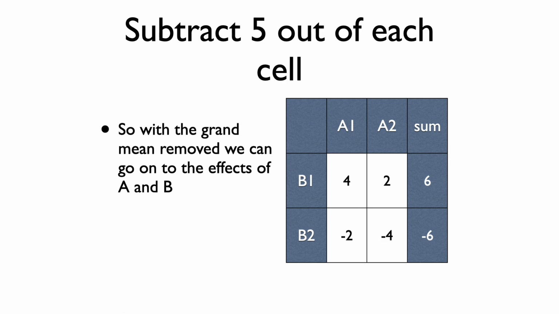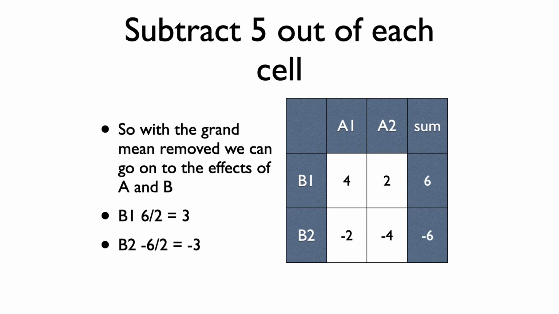So as I say here, with the grand mean removed, we can now go on to the effects of A and B. Let's do the effect of B. So B1, the effect, let's see, B1 raises scores by 3. B2 depresses scores by 3. How do I know that? Because 4 and 2 is 6, divided by 2 is 3. Negative 2 and negative 4 is negative 6, divided by 2 is negative 3. Why did you divide by 2, Dave? I was getting the average of 2 numbers. Like, it is really, really, really simple. I think people want to make this harder than it is. 2 numbers, so we divide by 2.